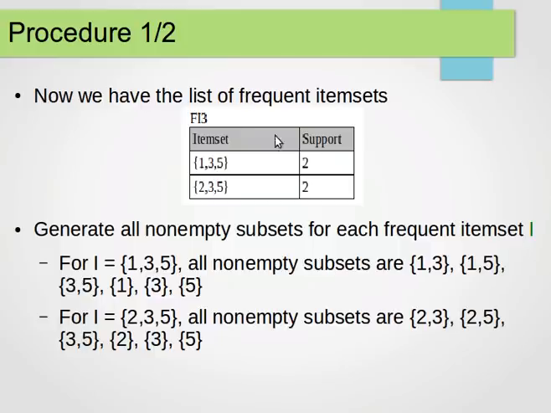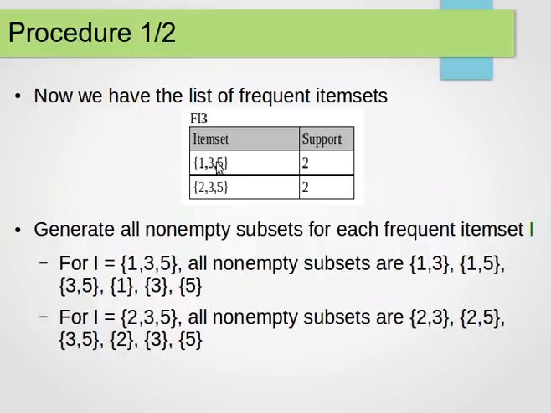If you remember from the last video, we returned the frequent item sets from the third iteration, and it has these item sets {1,3,5} and {2,3,5}. Now what we do for each of them is we create all non-empty subsets. What that means is for the item set {1,3,5}, we can have {1}, {3}, {5}, {1,3}, {1,5} and {3,5}, all non-empty subsets. For {2,3,5} we have the corresponding subsets as well.